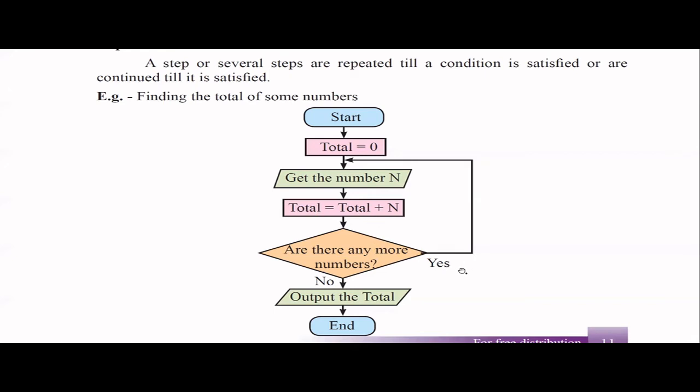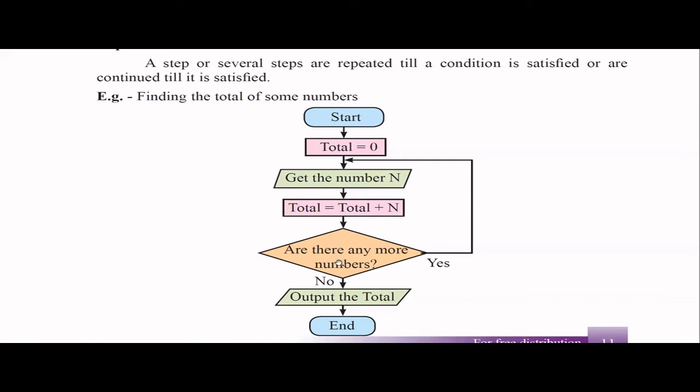Are there any more numbers? Yes. Fourth number we are going to think about. We'll think it's 10. Get the number. It's a 10. So now your total was 6. 6 plus 10 is 16. Your total is 16. Are there any more numbers? Yes, one more there, right? 5 numbers. Yes. You go here. Get the next number. We'll think it's 4. Now your total was 16. 16 plus 4 is 20. Now your total is 20.